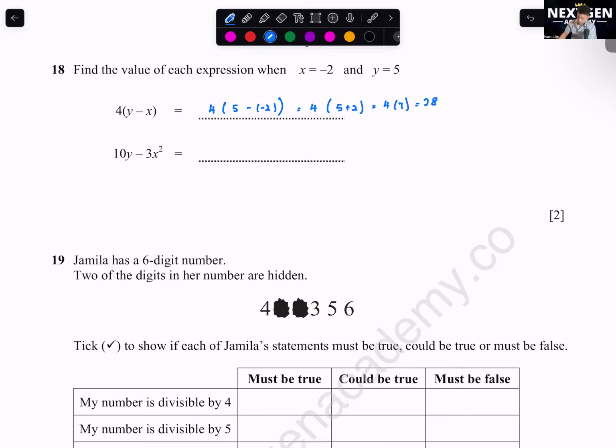The next one, 10y minus 3x squared: 10 times 5 minus 3x squared. Here will be 50. Maybe I write at the bottom, neater. 50 minus 3. We have to do the square first. So minus 2 squared will be positive 4. 50 minus 12 equals 38. So this is our final answer, 38.